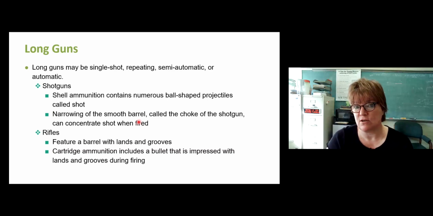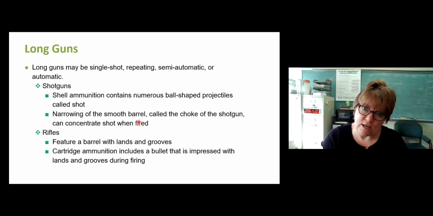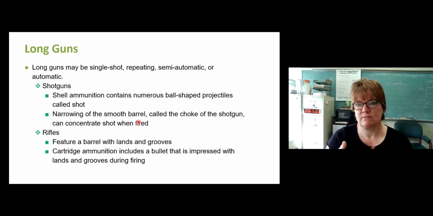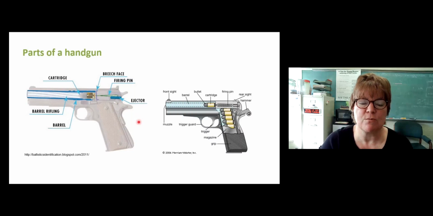So the shotgun is the only one that shoots shot. In the end, all the other ones shoot some kind of bullets. So it will have a cartridge ammunition that includes the bullet that can be impressed with the rifling characteristics. So when we talk about the parts of a handgun, we see some similarities. Not all of them are identical, but there is quite a bit that's similar.